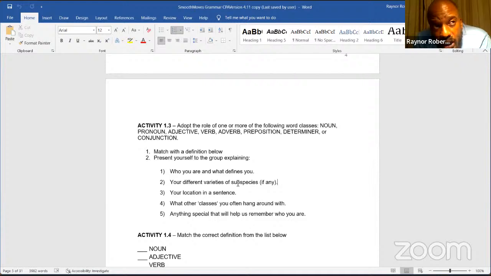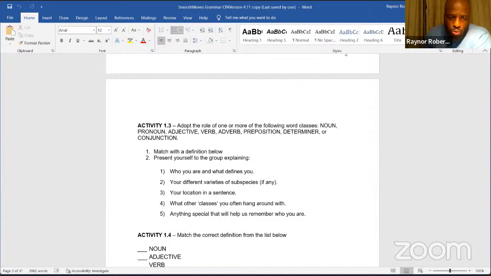Oh, looking at it the other way around: classes that you often hang around with. Those pronouns. Anything special that will help us remember who you are? A determiner. Determiner, an adjective. Yeah, it's special. So it can even be an adverb, maybe. Could be an adverb.